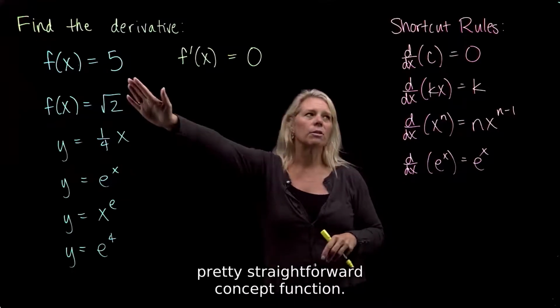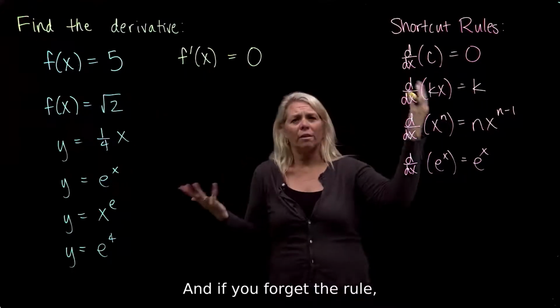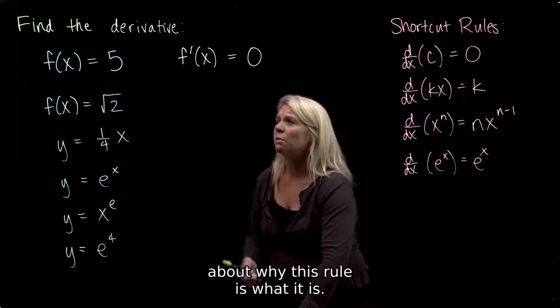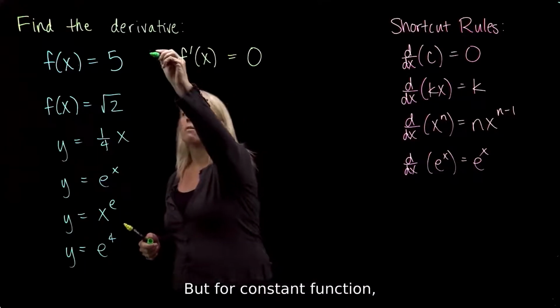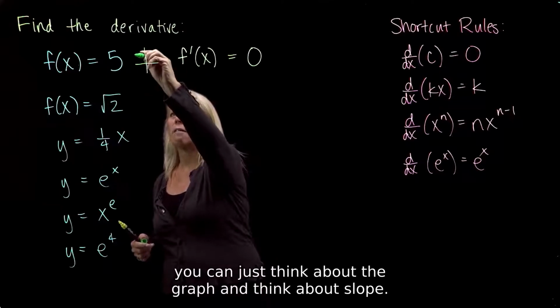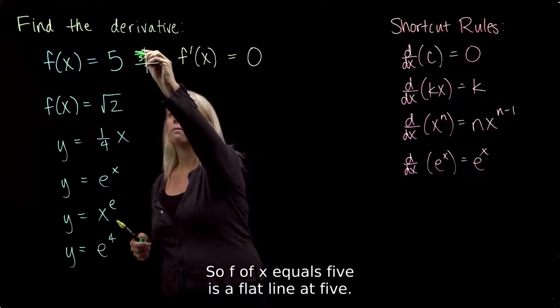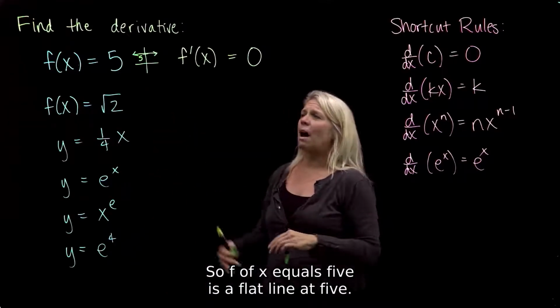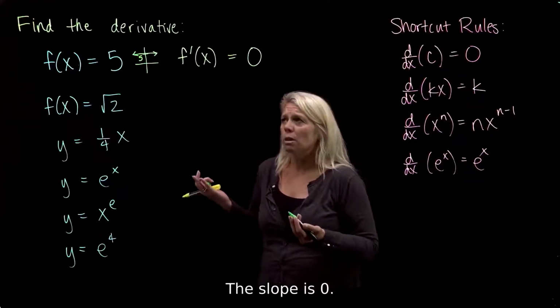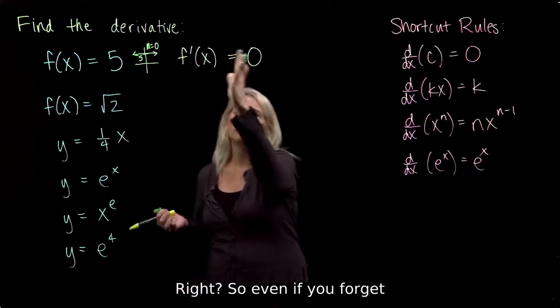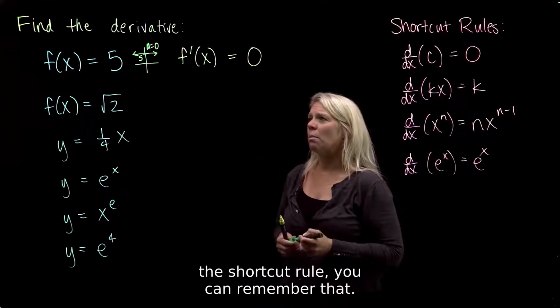All right, so that one's pretty straightforward, constant function. And if you forget the rule, this one we talked about when we talked about why this rule is what it is. But for a constant function, you can just think about the graph and think about slope. So f of x equals 5 is a flat line at 5, and just think about slope. The slope is 0. Right? So even if you forget the shortcut rule, you can remember that.